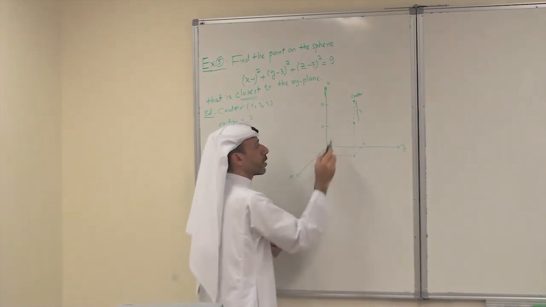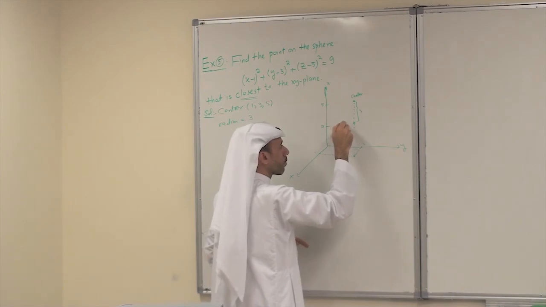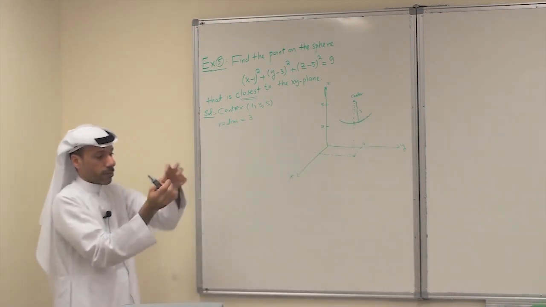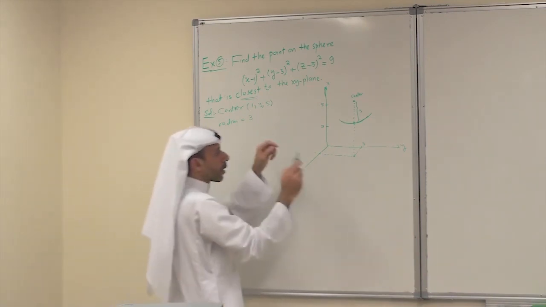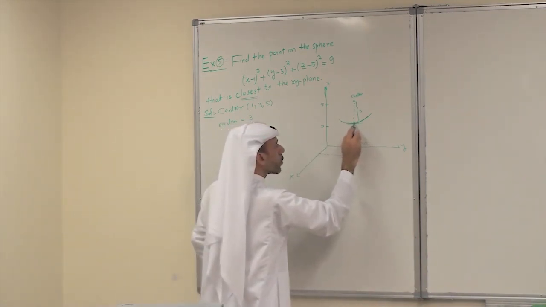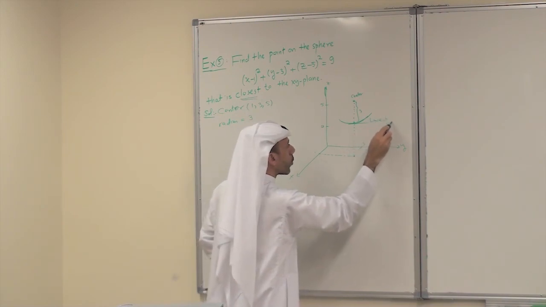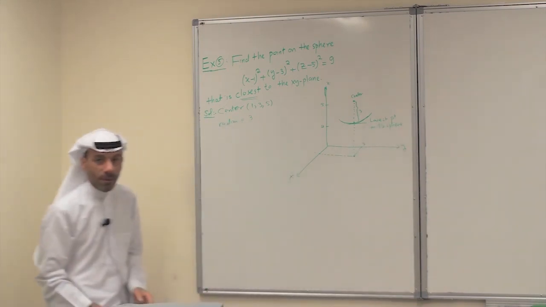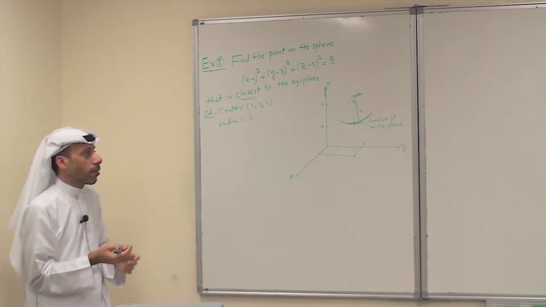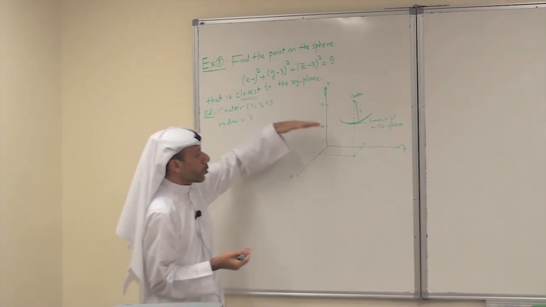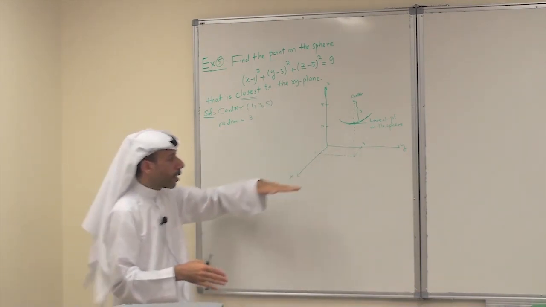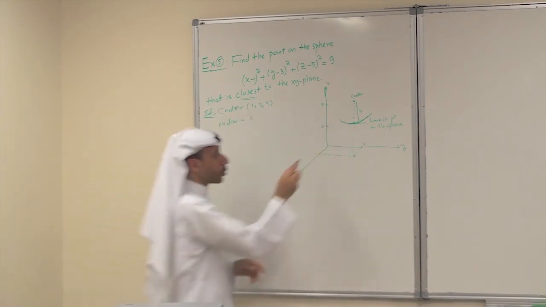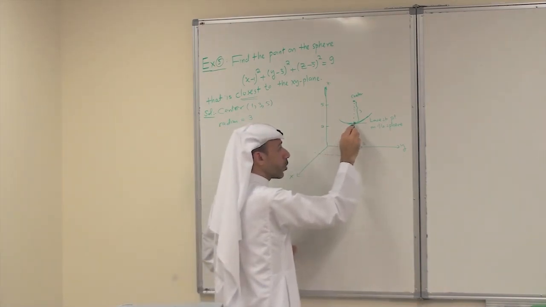So this point is on the sphere, and then the sphere will go something like this, going up. So this is the lowest point on the sphere. Well, then what is the closest point to the xy plane? Okay, this is the xy plane, it is the floor. The closest point on the sphere is the lowest point of the sphere. The lowest point is the closest point.